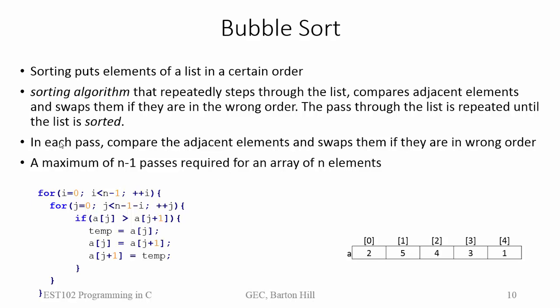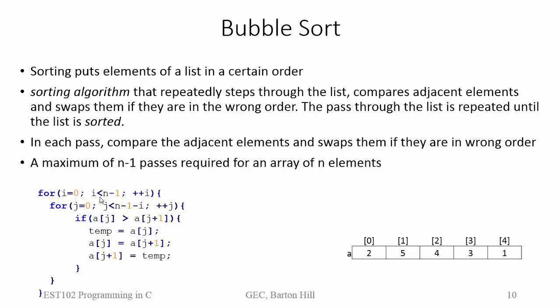In each pass the adjacent elements are compared, and if they are not in order, meaning that in ascending order the element at the left hand side should be less than the element at the right hand side, then they will be swapped. This is done until all the adjacent elements are compared. If there are n elements, then a maximum of n minus 1 passes are required to sort that array using bubble sort. Now this is the logic for performing the bubble sort.